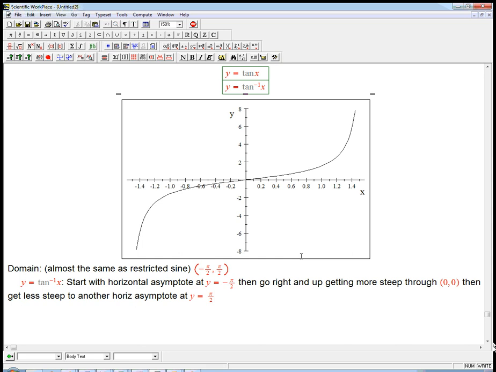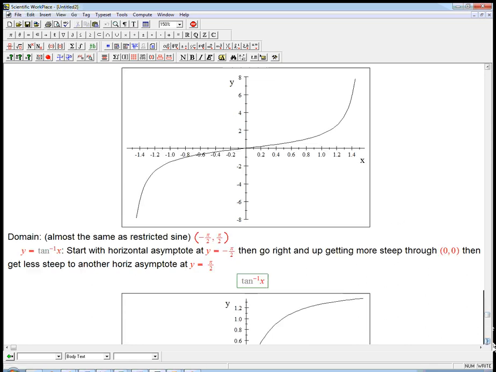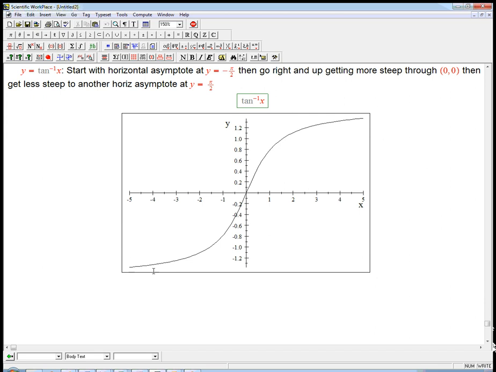Okay, so let's graph that. Let's see if that makes sense with the graph it's going to give us. And here it is. Start with a horizontal asymptote at y equals minus pi over 2, through the origin, up and to the right, continually getting more steep through the origin, then less steep after, and a horizontal asymptote at y equals pi over 2. And so there's the inverse tangent function.